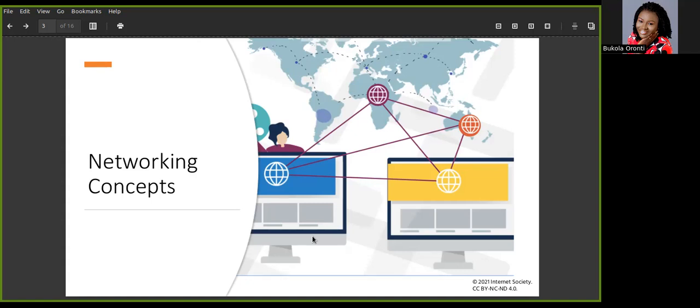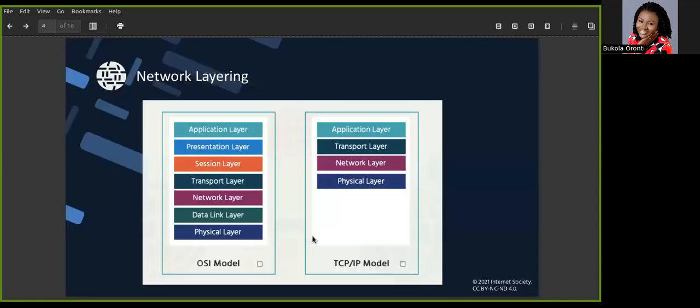Two models that have been widely referenced are the OSI and the TCP/IP. The concepts are similar, but the layers themselves actually differ between these two models. So here are the two models put side by side graphically. We can see the OSI model has 7 layers, and the TCP/IP model has 4 layers. Now we'll start with the OSI model.